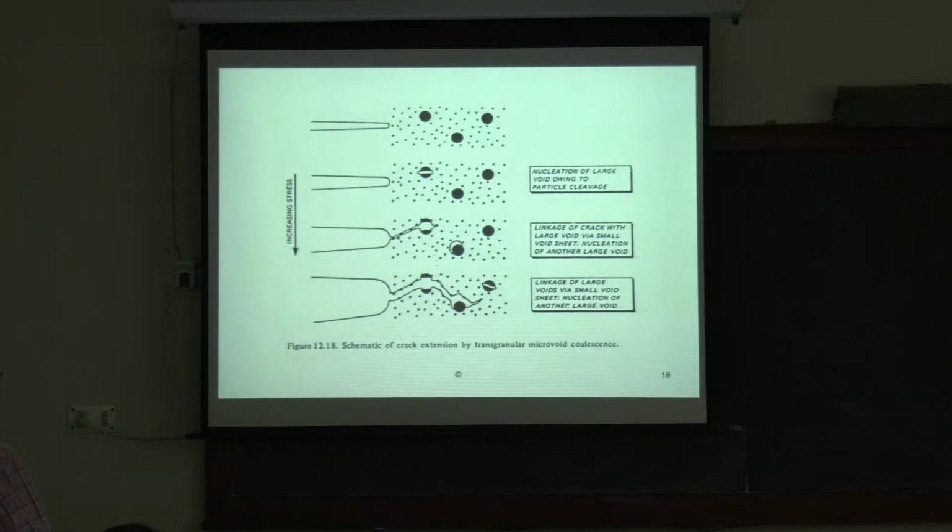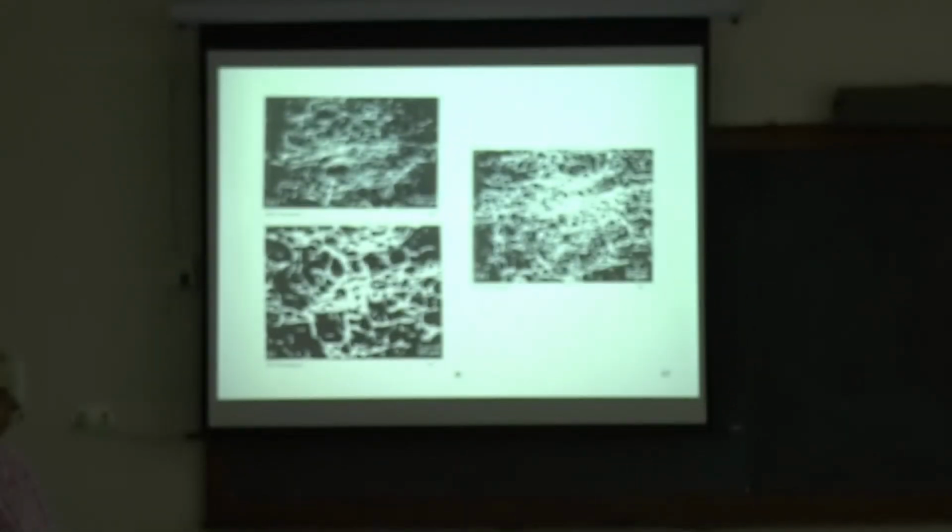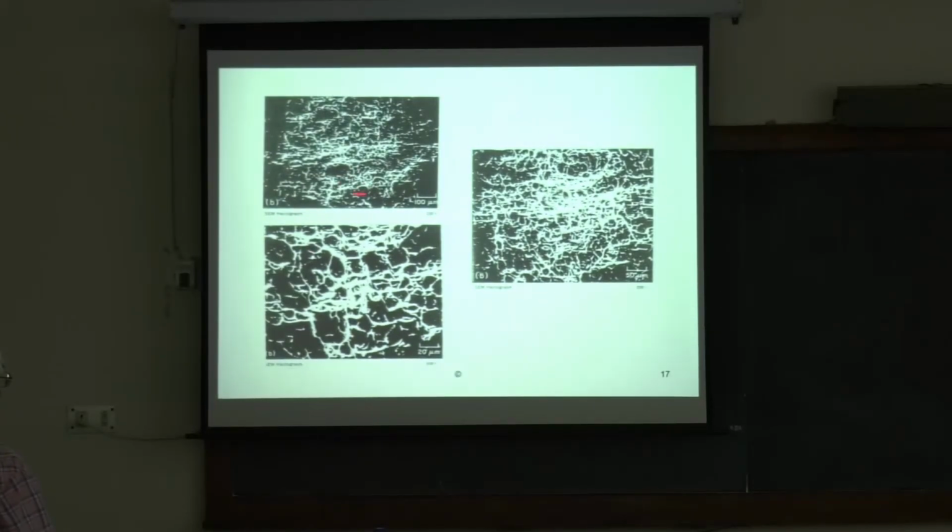So transgranular microvoid. This is how the microvoids grow. The same picture is shown in different magnification. This one is area-wise 4 times more, and this is 5 times more compared to that, linearly. So that is how you can see this: the cracks or voids formation and the crack propagation through them.